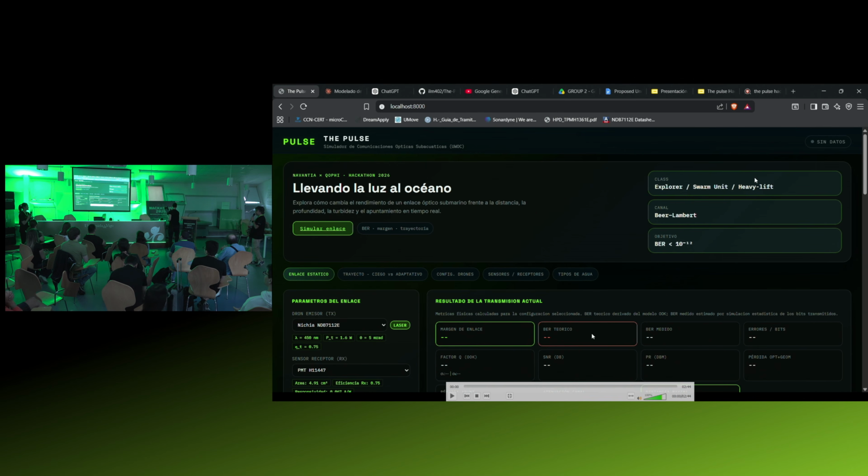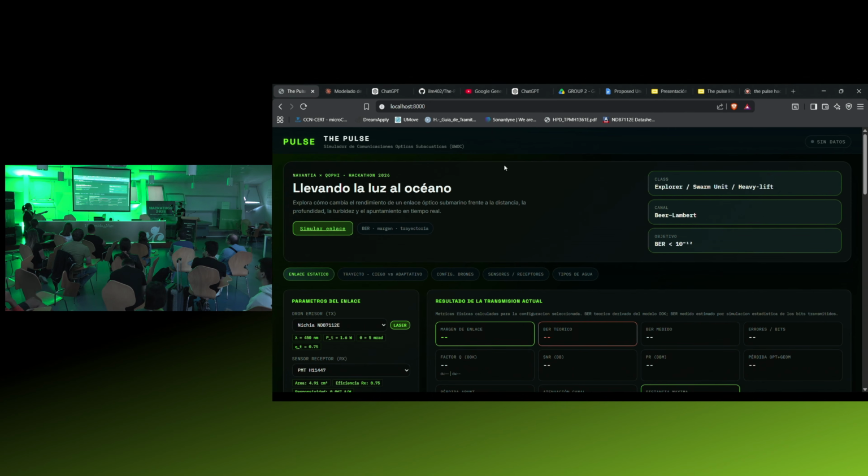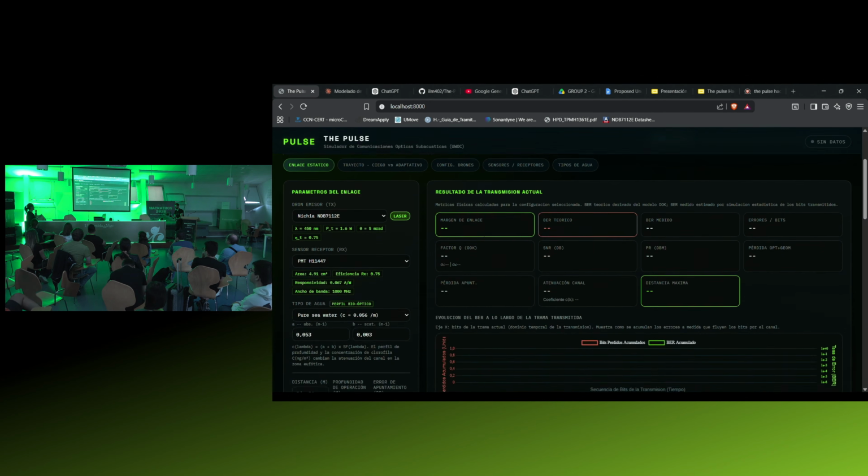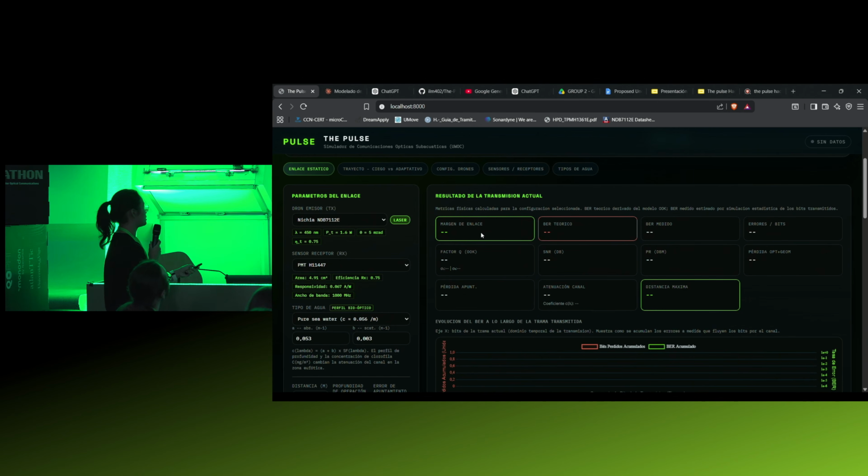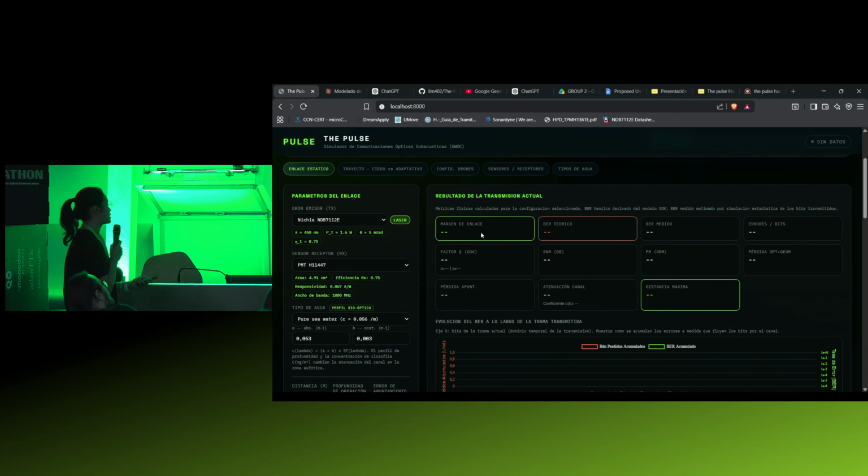And that's your app, right? Yeah, that's the video where we can see some main primary data. Here we can see the data we will receive depending on the kind of machines we will use, like the sensor, the emitter, and the type of water.